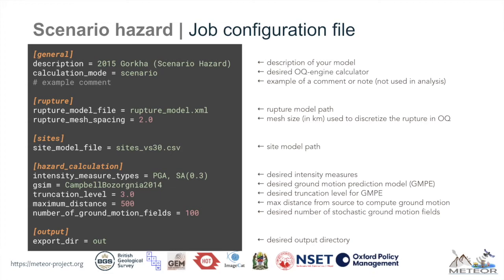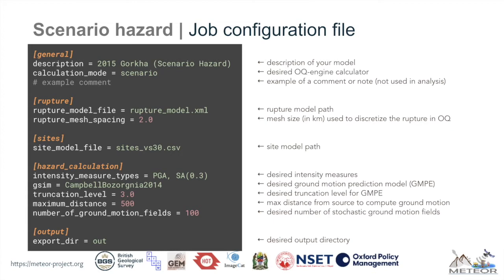Next, we have the ground motion model that is to be used. In this case, we're using Campbell and Bozorgnia 2014. However, you could provide a different ground motion prediction equation name, or even a logic tree of multiple ground motion prediction equations if desired.